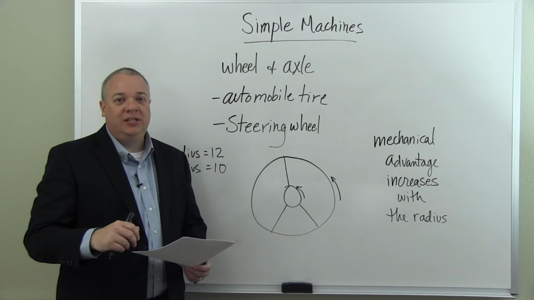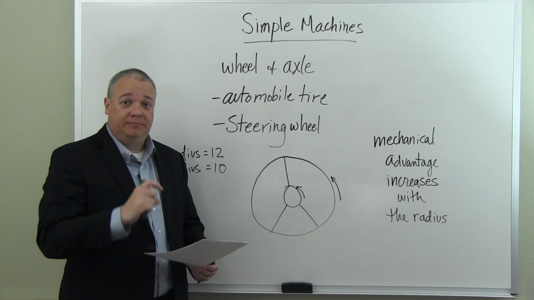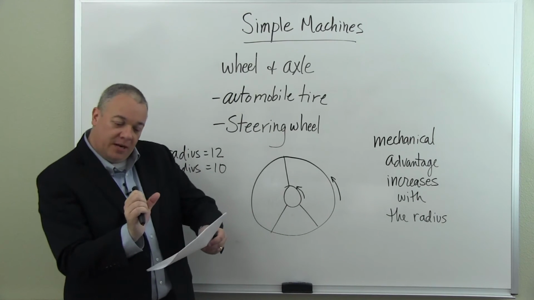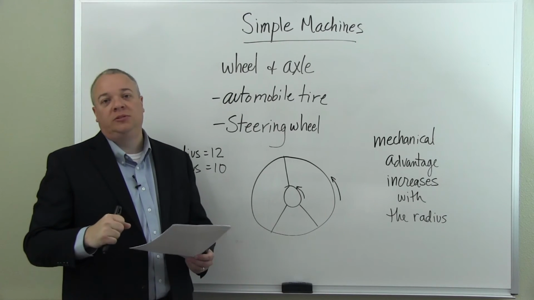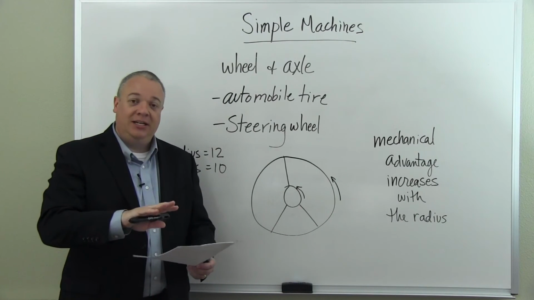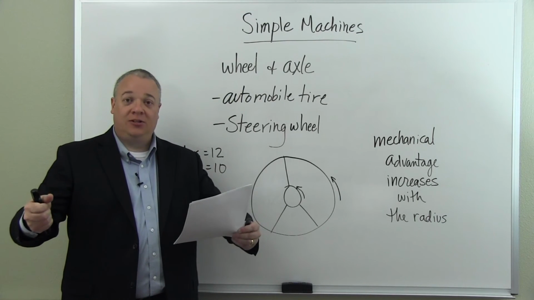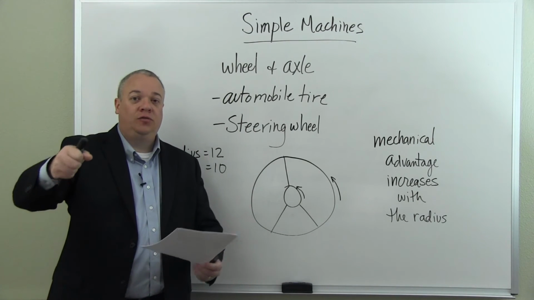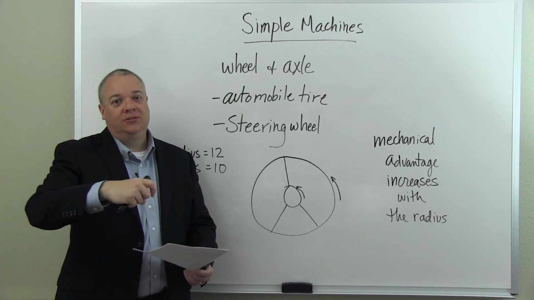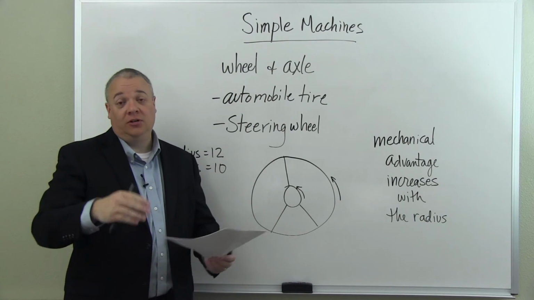Essentially, the steering is done by the central column. But if you had to grip that central column and turn it with your hand this way, it would be almost impossible. So by attaching a wheel to that central axle and moving the radius of that circle out, it takes much less force to turn the central axle and therefore to turn the car.